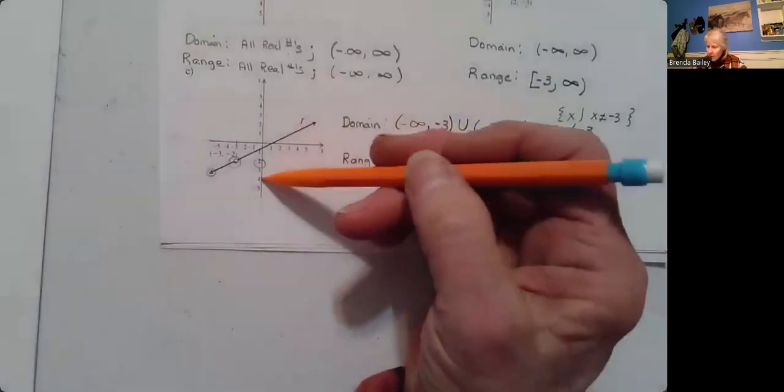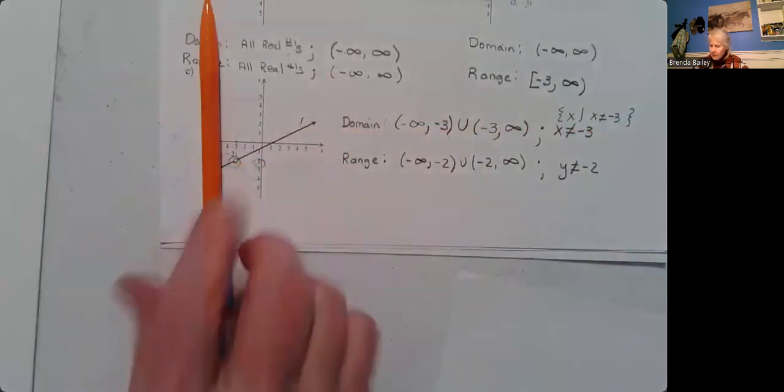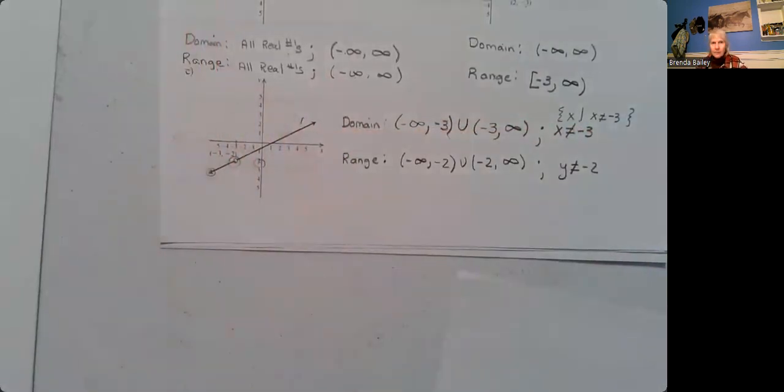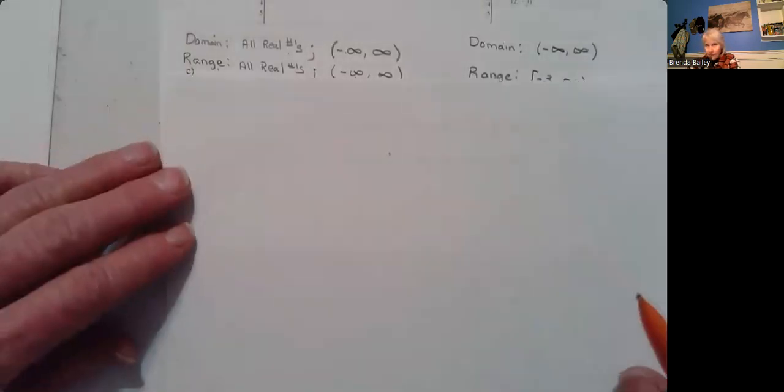All y's are, you have -4. I mean, it just goes on down forever. And it goes up, except for the -2. It goes to the left. -3 is our break, and to the right. So there's your domain. I wanted to look real quick at a parabola that's upside down.